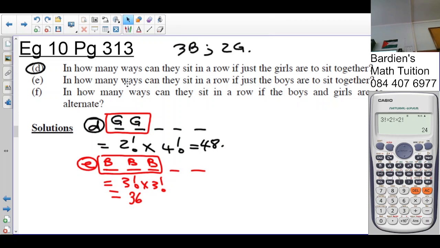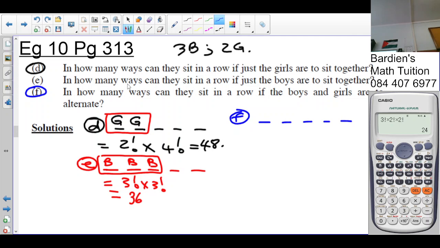Look at the last one. In how many ways can they sit in a row if the boys and girls are to alternate? What does that mean? You must say the girl then the boy, and so on. That's all. So how many bits do I draw here? 5.